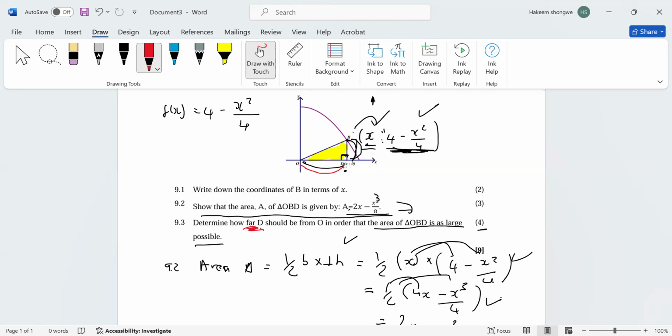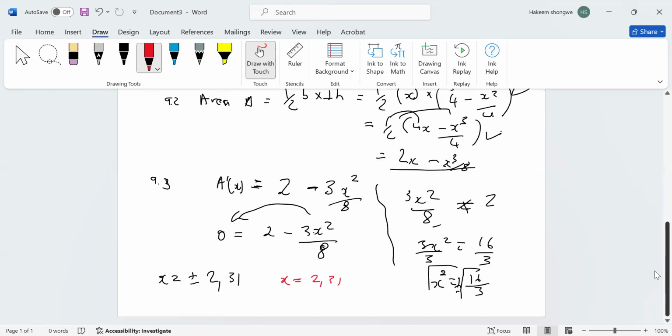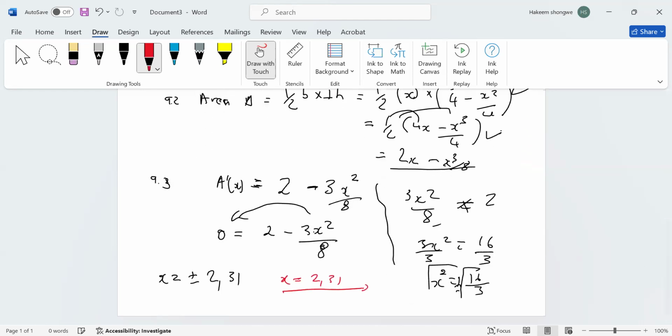So determine how far D should be from O. Basically, we're looking for x. So we're done, because that is x. D should be 2.31 far from O. Okay, thank you very much for that one.